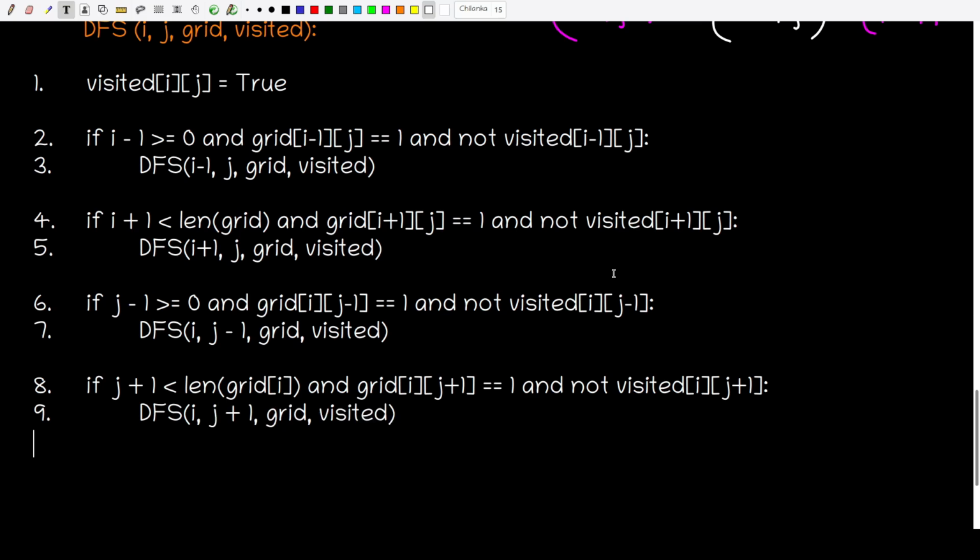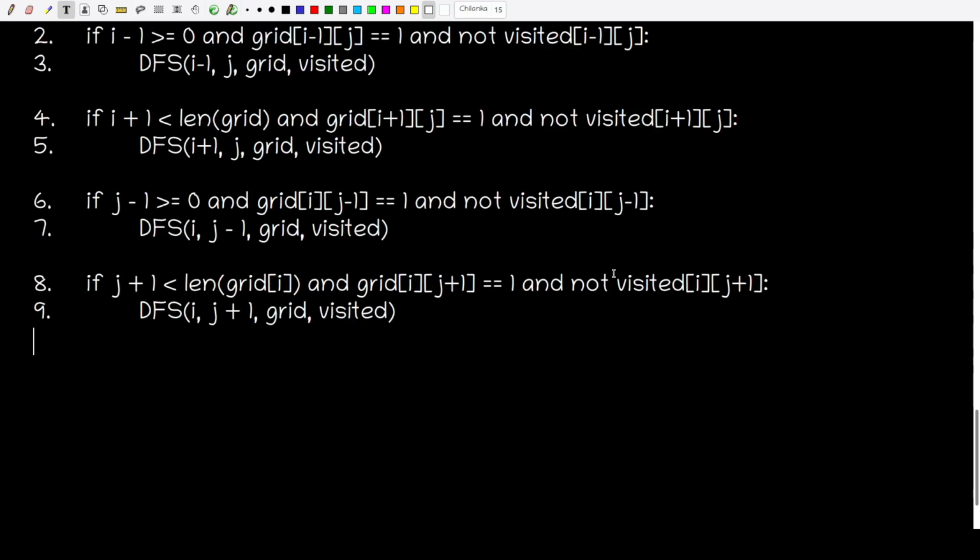So far we have explored the cases of left, right, up and down. Now let us look at the diagonal cases as well.